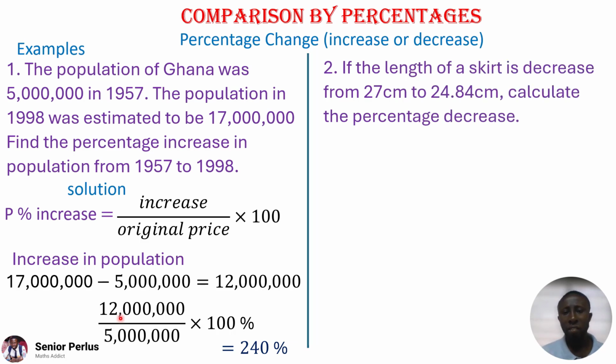If the length of a skirt is decreased from 27 centimeter to 24.84 centimeter, calculate the percentage decrease. Calculate the percentage decrease.